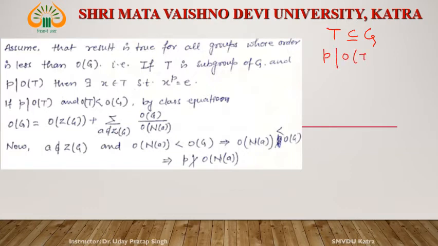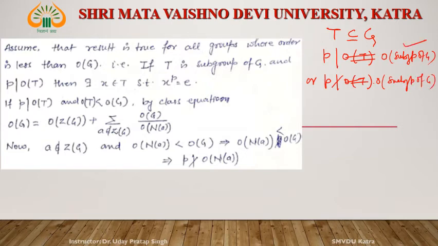Then there are two cases. Either P divides the order of T or P does not divide the order of T. Don't say this; this is the order of a subgroup of G. Either P divides the order of the subgroup of G or P does not divide it. If P divides the order of the subgroup of G, then by the method of induction the result is true.